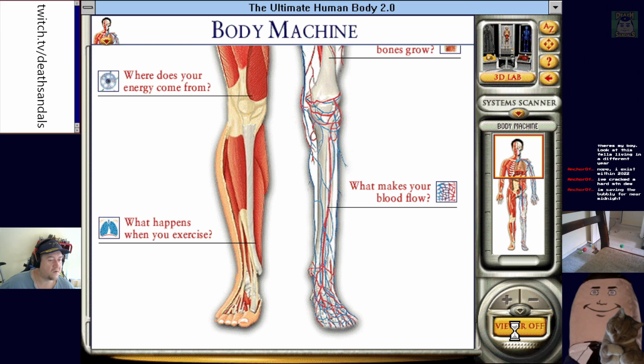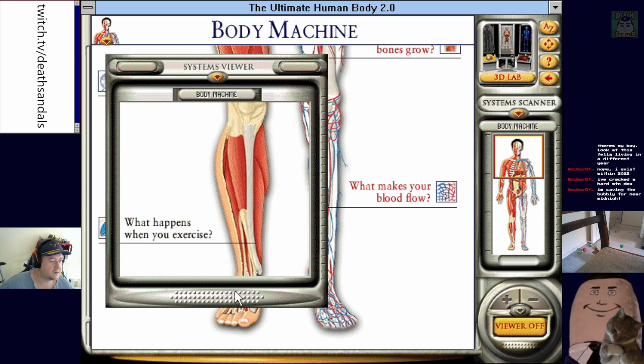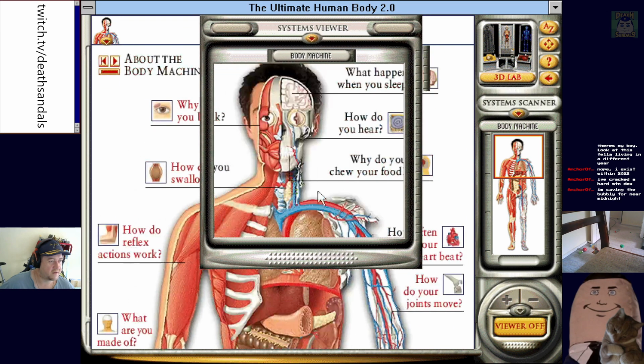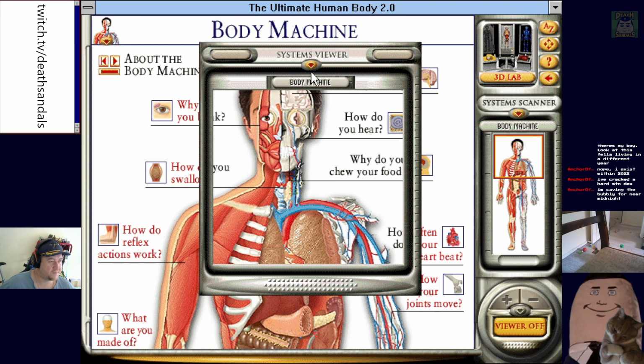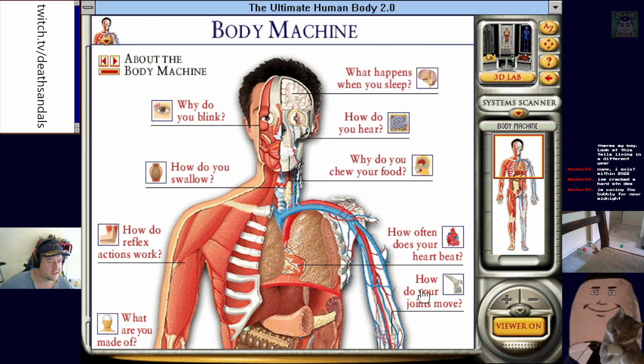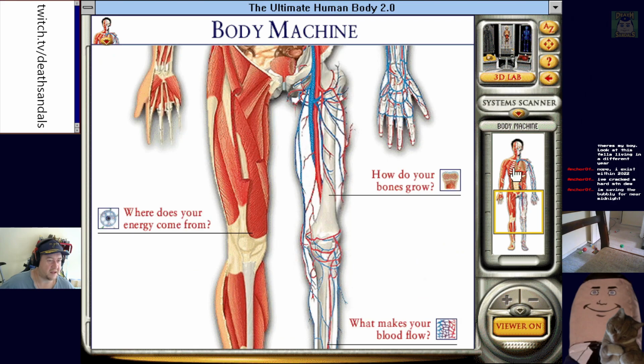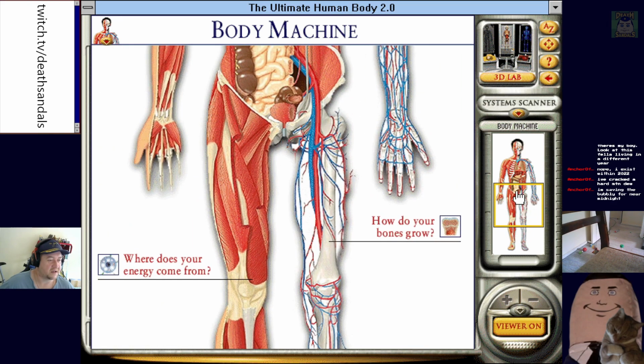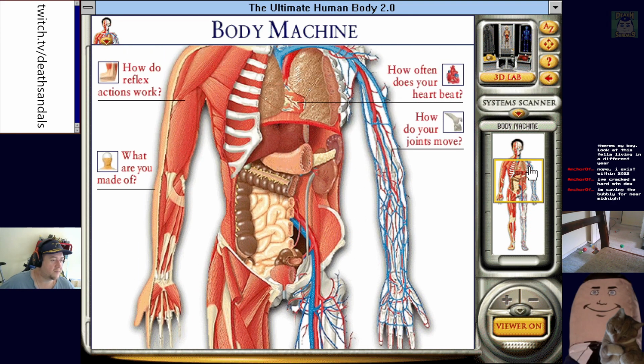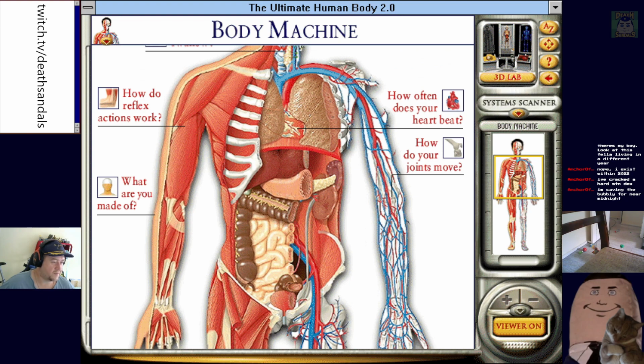Oh, hang on. You can do a little viewer? What's the viewer though? Body machine. Doesn't give you close-ups or anything. Maybe you can click and drag it. Yeah, you can sort of click and drag this. What else can we learn? This poor bugger's been cut in half down the side here.